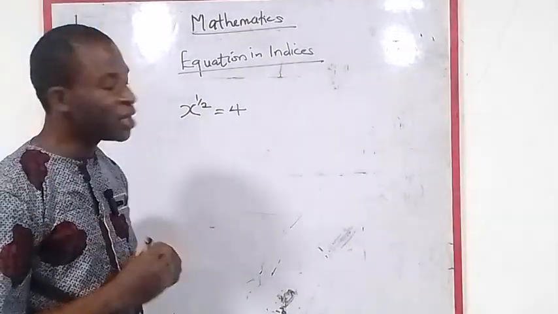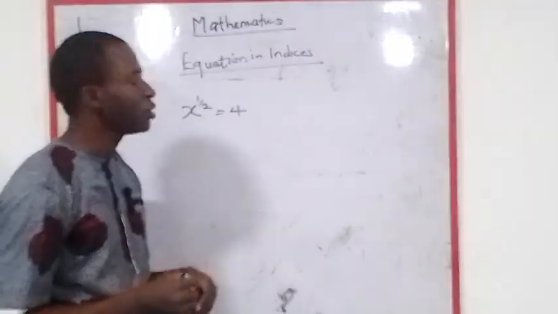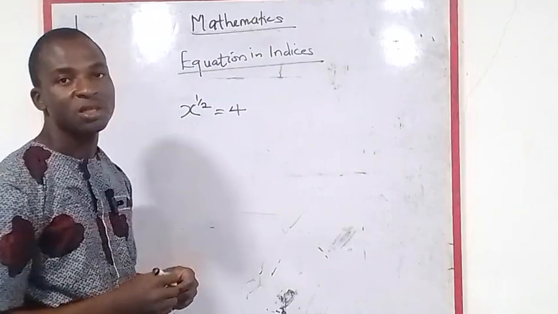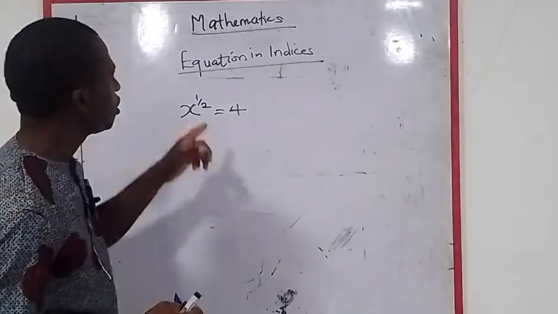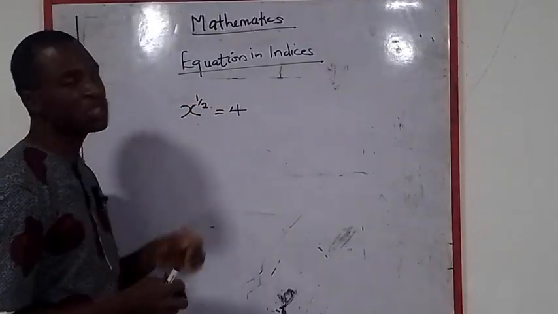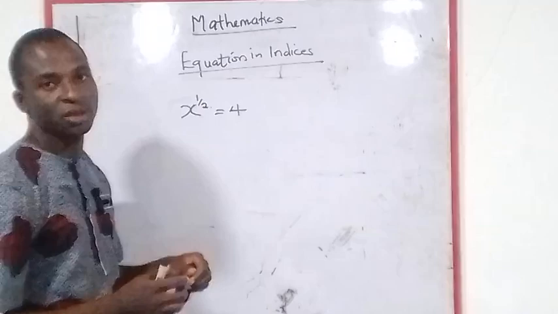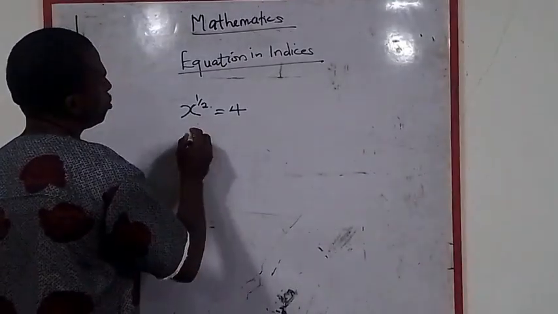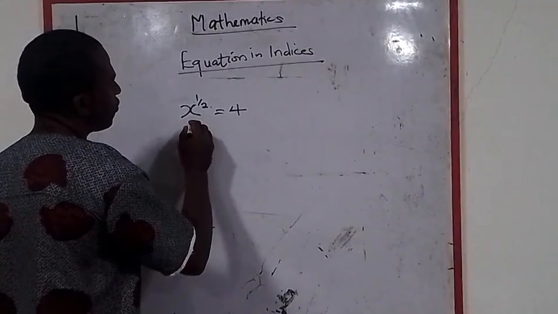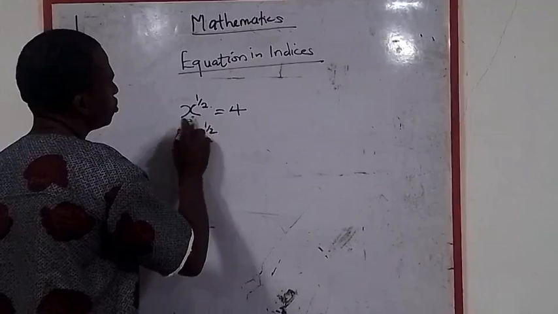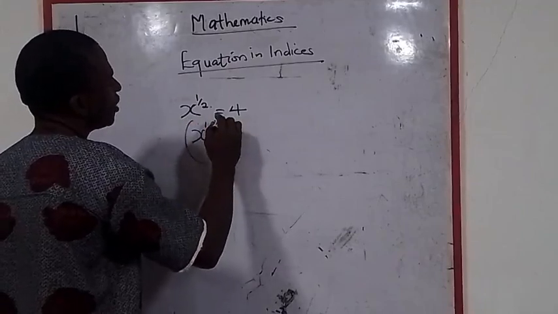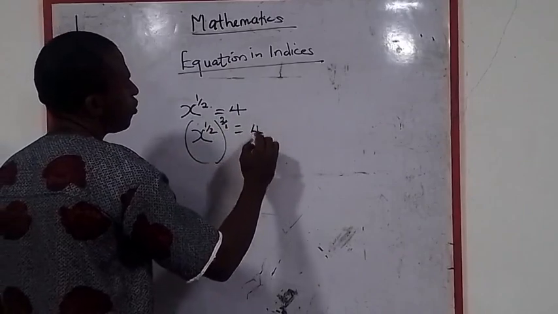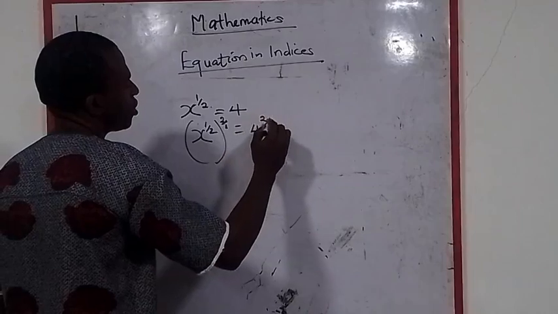And the only way we can look for x is to remove that power from x, which is 1/2. The best way of doing it is to look for the inverse of what you have here, which is going to be 2/1. You use it to multiply the power of both sides. So we now have x raised to the power 1/2, all raised to the power 2/1, equal to 4 raised to the power 2/1.